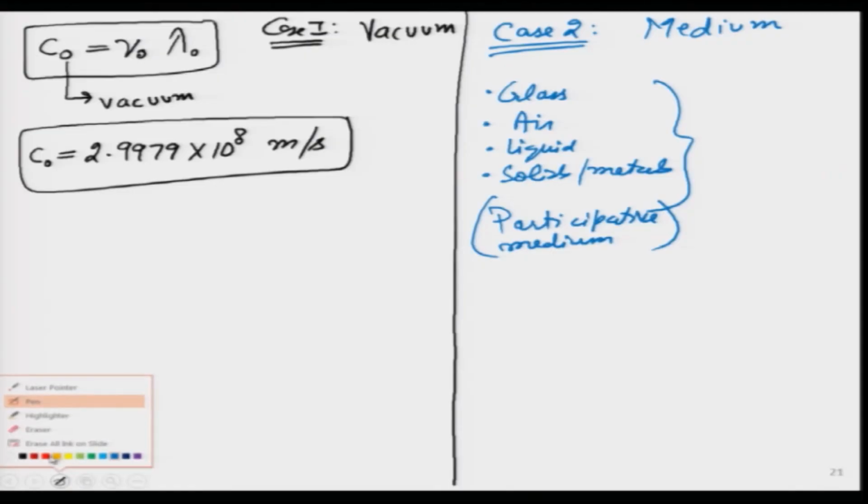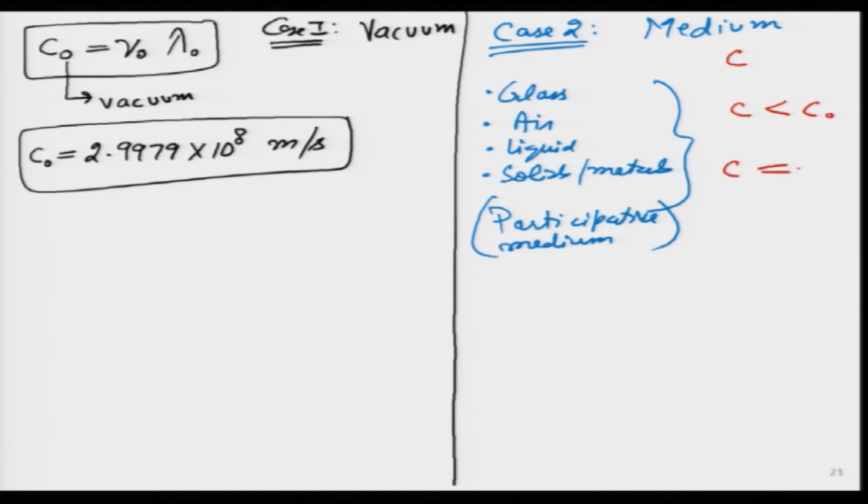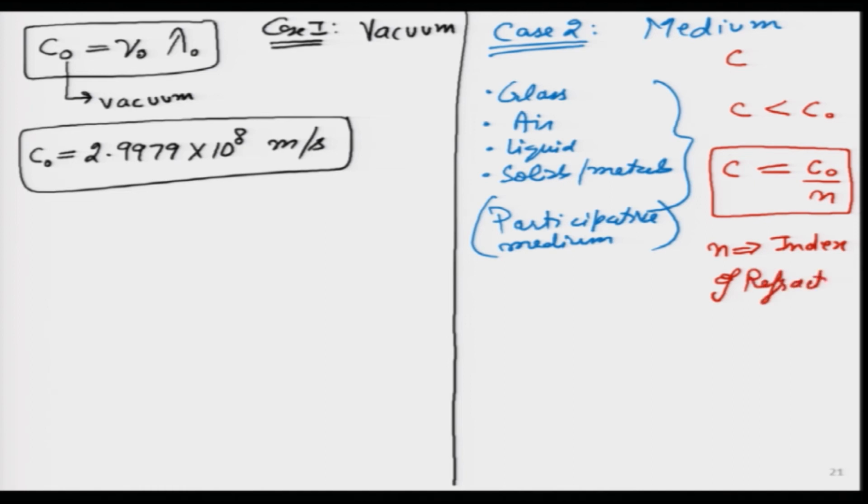So, if, let us say, light or electromagnetic wave is travelling in a medium, then its speed becomes c, such that it becomes less than c naught, and we can actually equate it with this equation over here, where n is defined as the index of refraction. Because it is an electromagnetic wave in vacuum, we can also define C naught in this way.